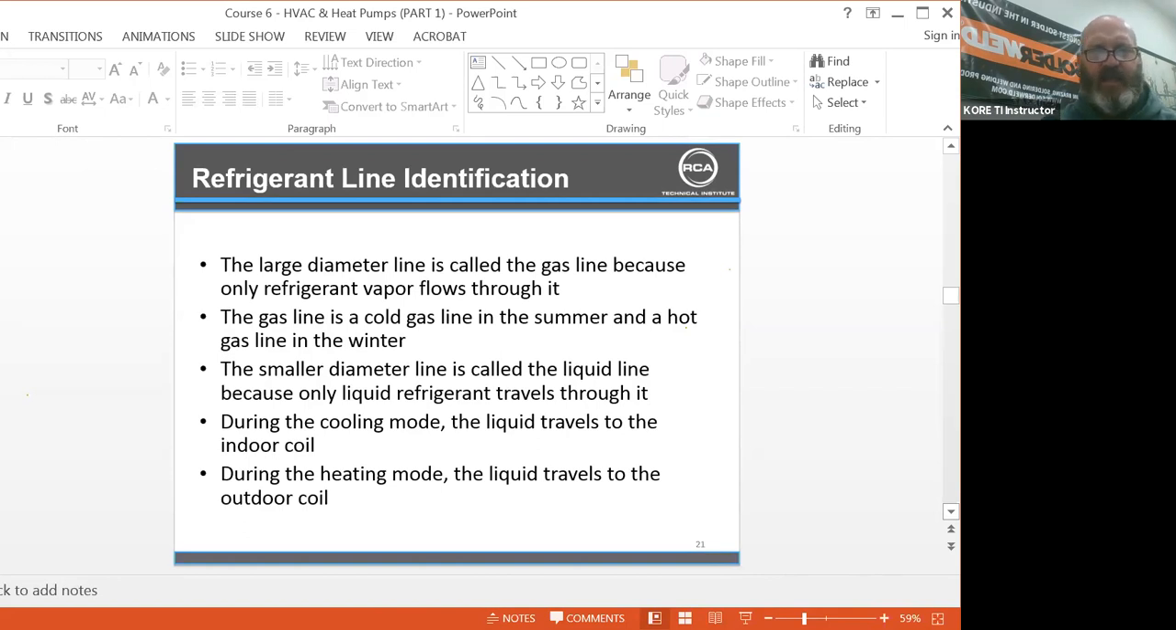Refrigerant line identification. The larger diameter line is called the gas line because only refrigerant vapor flows through it. The gas line is a cold gas line in the summer and a hot gas line in the winter. The smaller diameter is called the liquid line because only liquid refrigerant travels through it. During the cooling mode, the liquid travels to the indoor coil, and during the heating mode, the liquid travels to the outdoor coil.